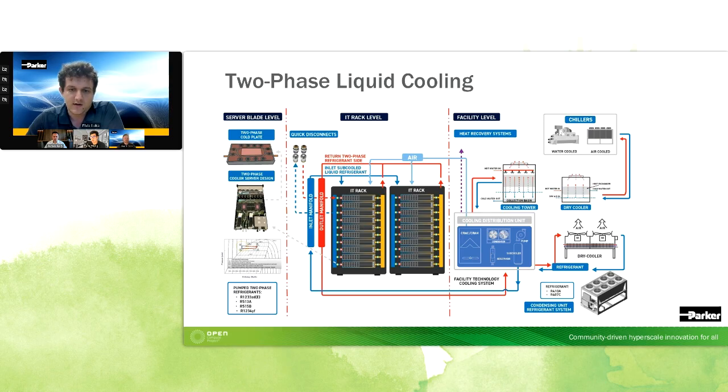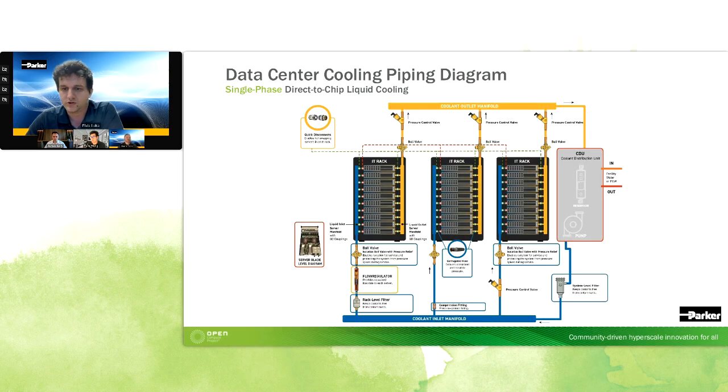On the next slide, we wanted to show a more zoomed-in version of that IT rack level and all the components that would typically go in it. So you can start with your CDU, where your condenser is going to be, where your reservoir is going to be, where your pump is going to be.